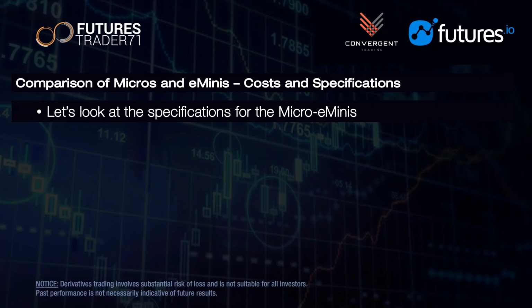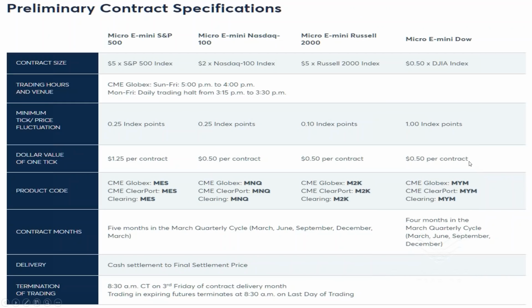All right. So let's take a look at the specifications for the micros. Everybody's got access to this information, so I don't want to spend too much time on it. But here are the specs. You can see the S&P is trading at $50 per point contract. The official symbol is the MES.